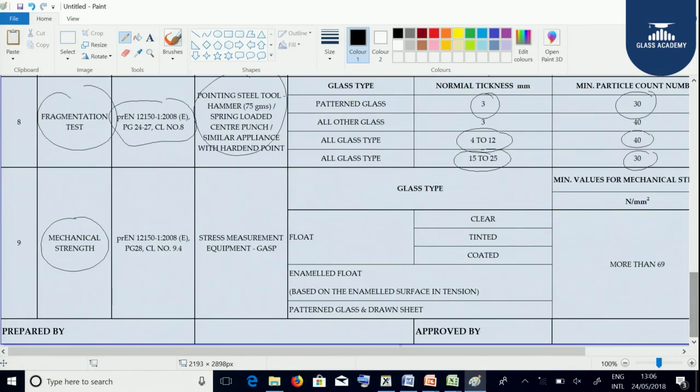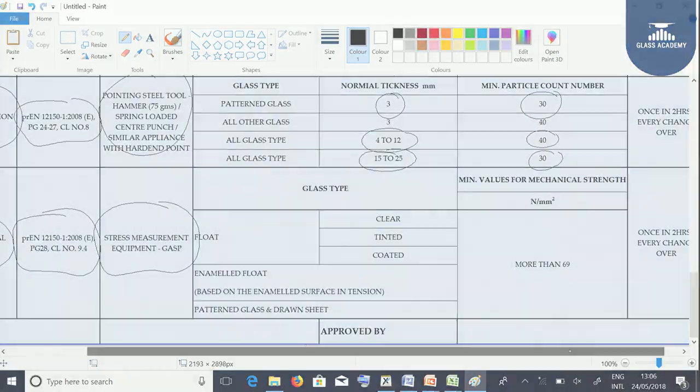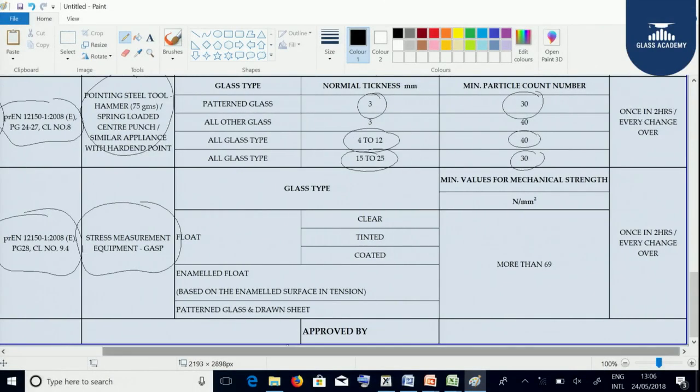Next, let us take the non-destructive method of test, that is the measurement of stress levels. The standard we follow is EN 12150. This we measure through an equipment known as GASP. We need to see whether it is a clear glass, tinted glass or a coated glass. For a toughened glass, the stress value should be more than 69 MPa, or Newton per square millimeter. And the frequency of testing will be every 2 hours or whenever there is a changeover.